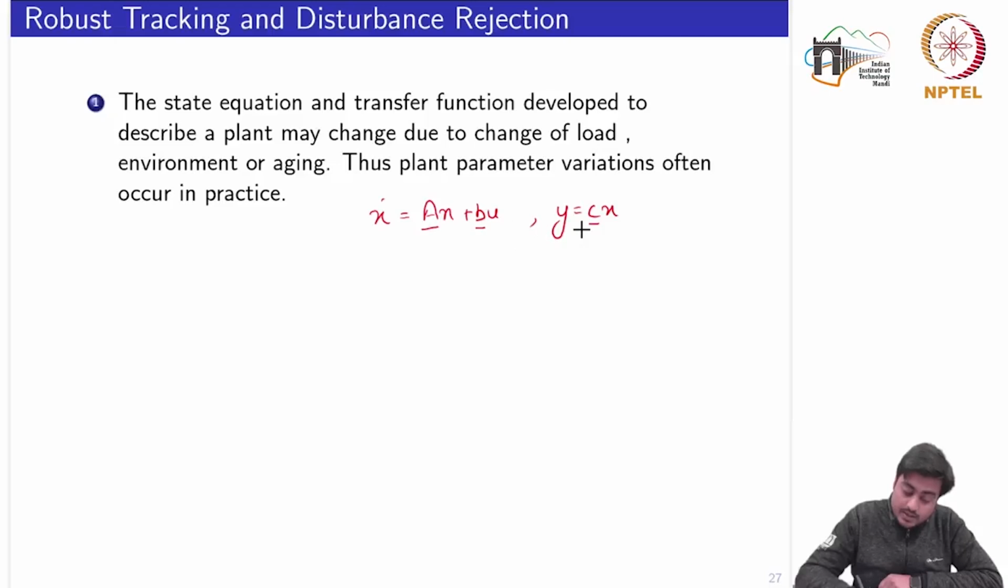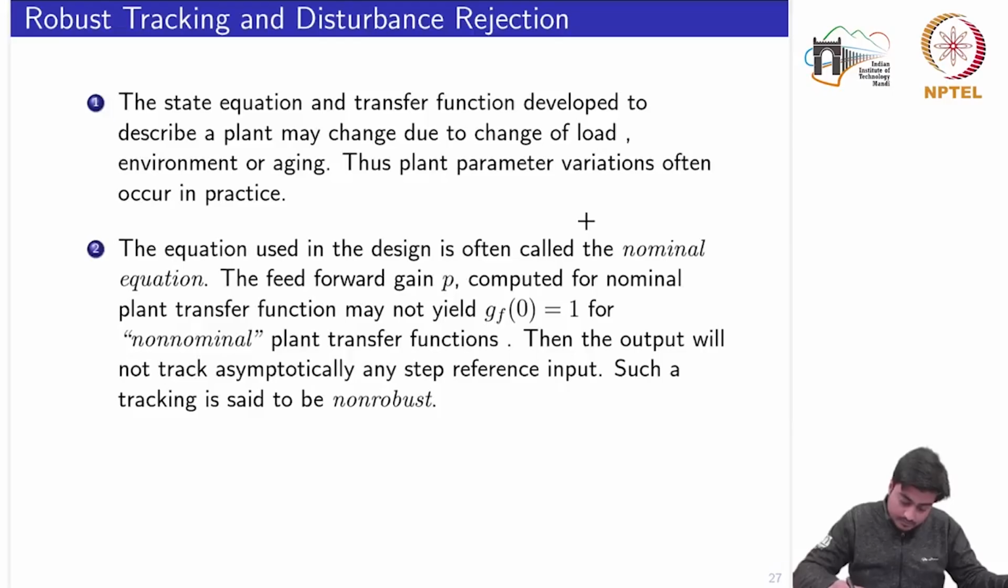Now if there are some changes in the practical plant, then whatever modeling you have done to extract this A, B, C won't be equal to the nominal values, and these changes could happen because of the change of load or the environmental condition or aging of some electromechanical components. So the plant parameter variations often occur in practice in terms of A, B and C. Now the equation used in the design, we call it the nominal equation, by taking these A, B, C parameters.